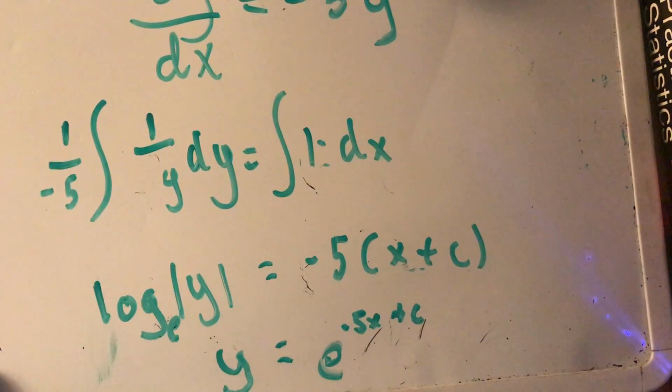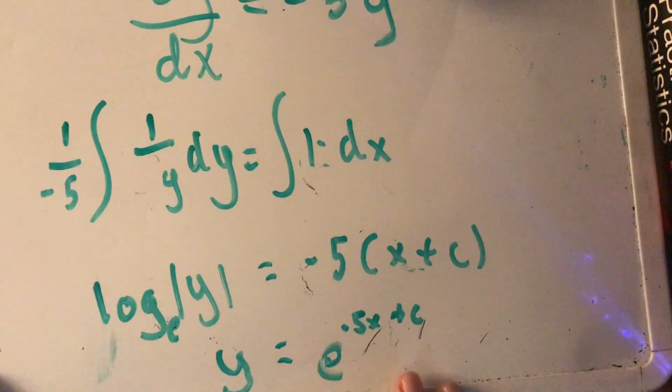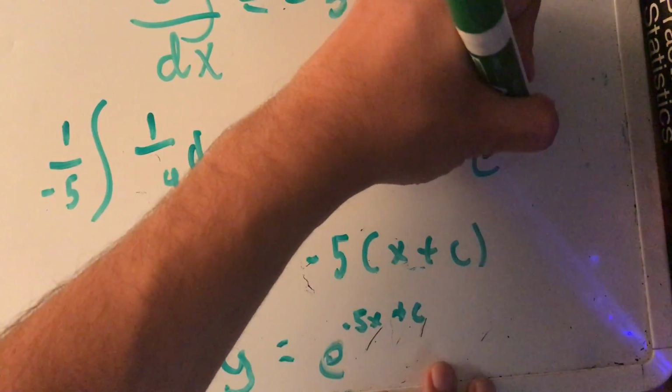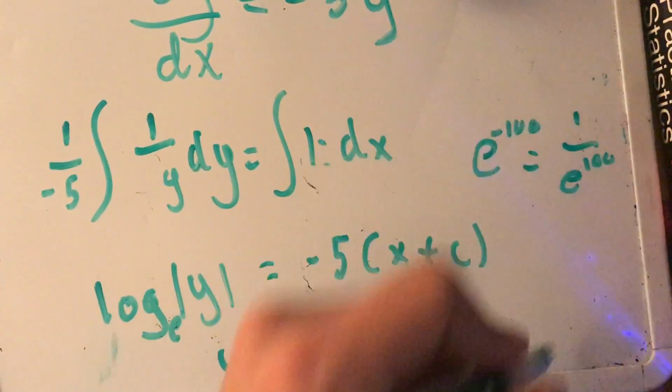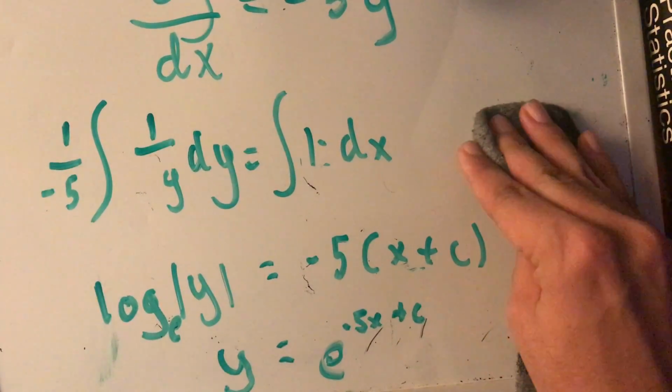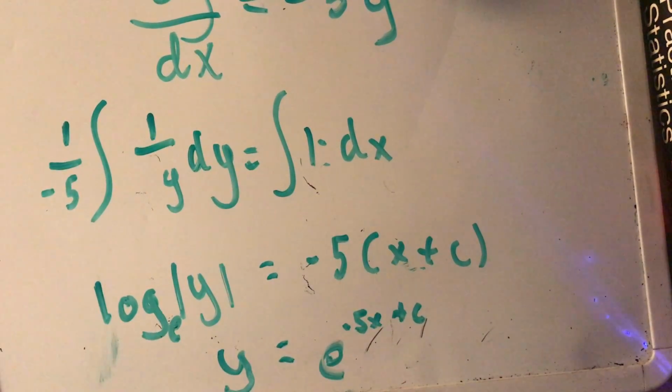I could raise something to the power of negative 1, and that doesn't make it negative, that just inverts it. I can make something to the power of negative 100, and e to the power of negative 100 is not a negative number, it's just 1 over e to the 100. That's what that is. So it's never going to be a negative number, so we don't have to worry about that absolute value sign. So y is equal to e to the power of negative 5x plus c.